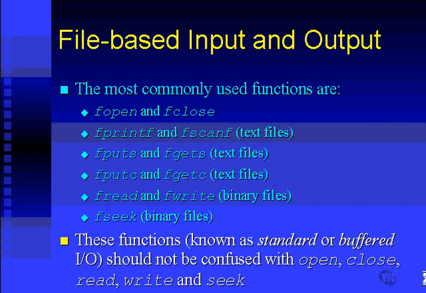Now, all of these functions are known as our standard I/O or buffered I/O functions, and should not be confused with open, close, read, write, and seek. Those functions exist as well, and they're also used for files. So they're often confused with one another. Fopen is often confused for open, and fclose is often confused for close, and so on. But they are different. You must not confuse them. I'm not going to explain what the differences are here. If you're interested, you can go and read up in the documentation of the standard C library functions and explain to yourself what the differences are.